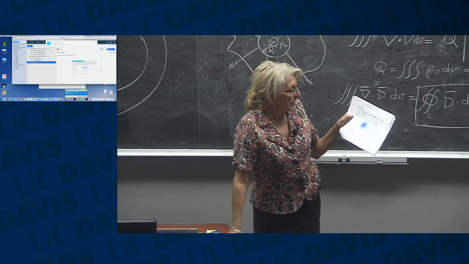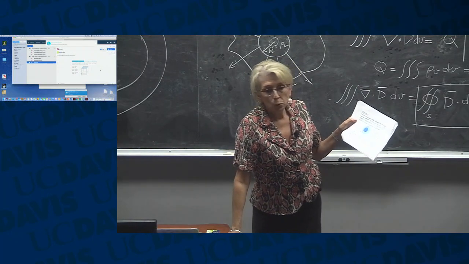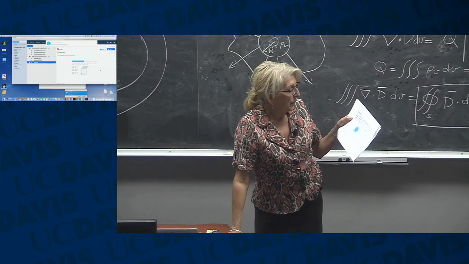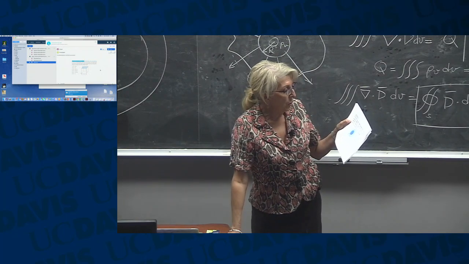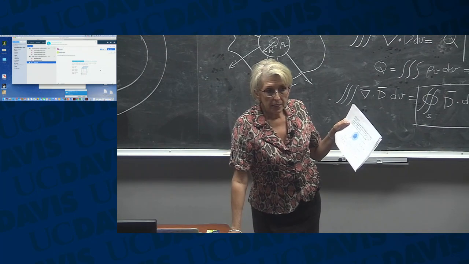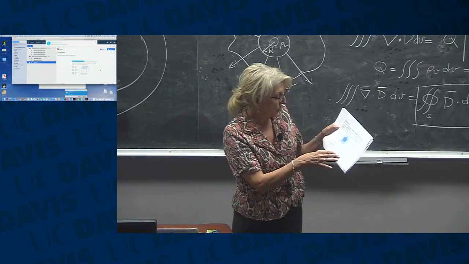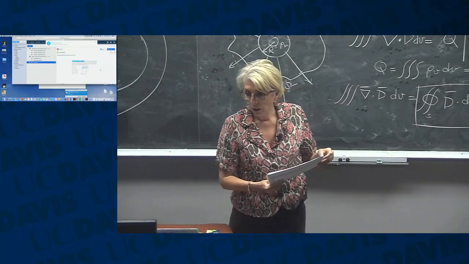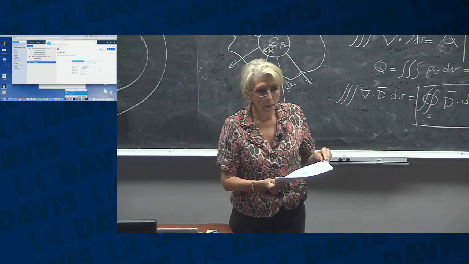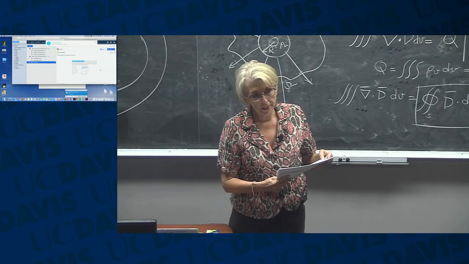And it gives the shell by the two radii, 2 centimeters and 3 centimeters, and also gives the charge density as a function of the radius in that shell, and asks you to find the total Q. So that's another example in spherical coordinates.